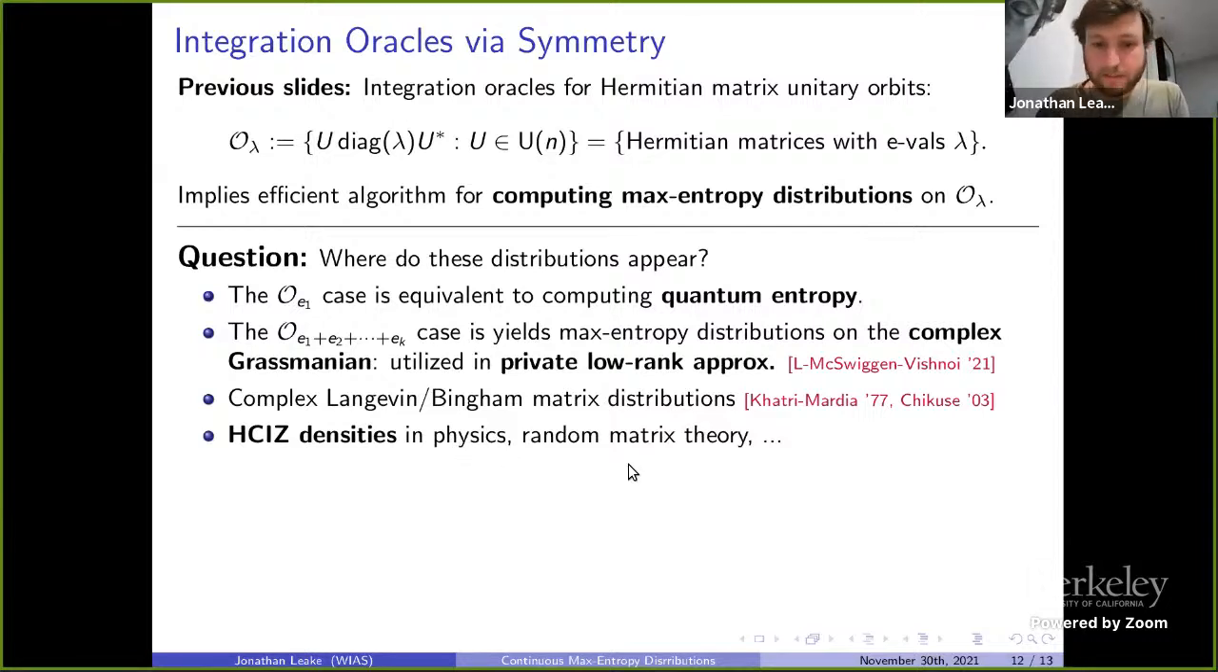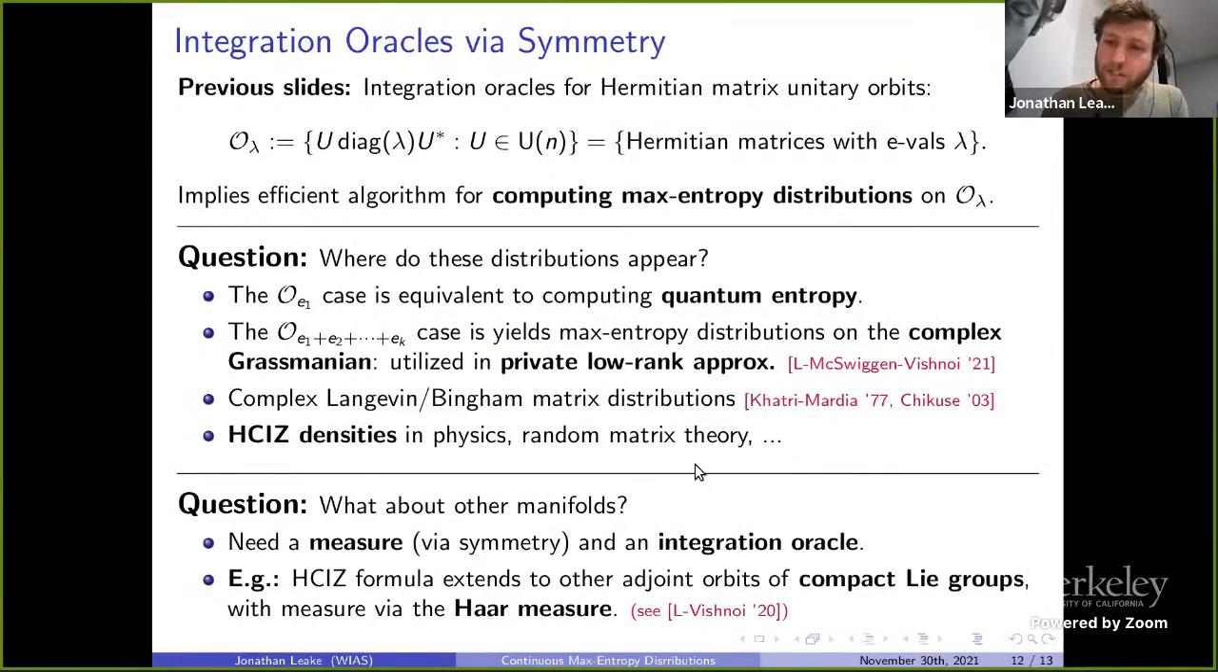These are used all over the place: physics, random matrix theory, and actually, generally speaking, even beyond his talk, I would recommend talking to Colin about these things. At least in my interaction with him, he seemed to have quite a wealth of knowledge when it came to this. So I'd recommend talking to him, or asking questions in his talk.